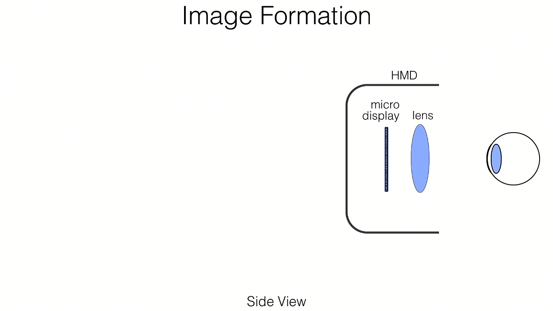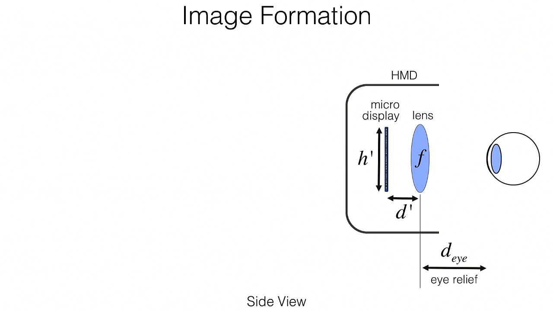Now the distance to this, what we call a virtual image, is defined by certain parameters. So this is a side view of a human looking into a typical head-mounted display. Most current generation VR displays follow this format. A couple of parameters are important. We have the height of the microdisplay, defined as h prime. The distance between the lens and the microdisplay is defined as d prime. And then we also have the eye relief, which is the distance between the lens and the eye.